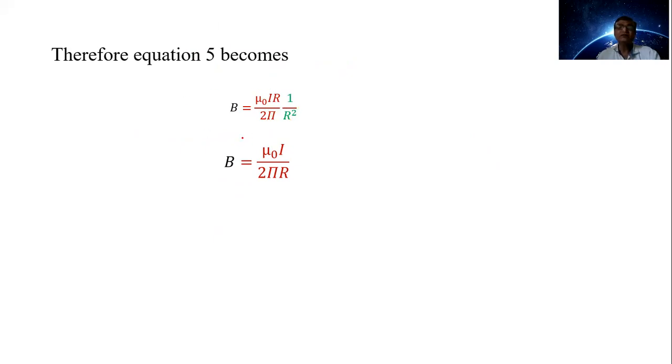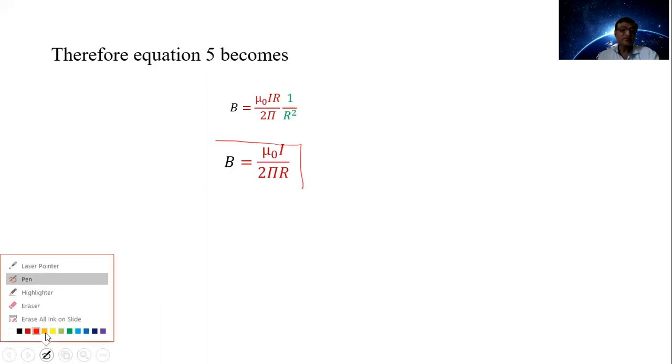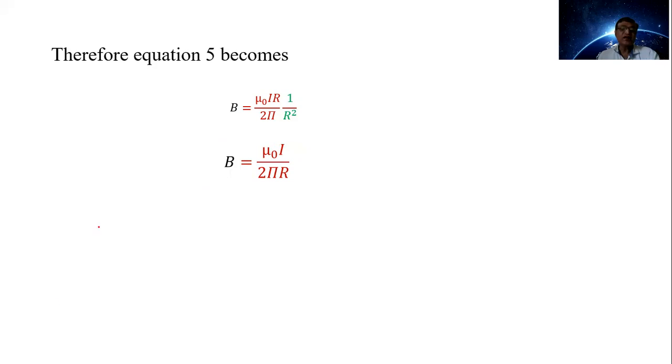And hence finally the magnetic field due to this long straight conductor is given by the relation B is equal to mu 0 I upon 2 pi r. R is the distance of the point from the conductor and I is the current flowing through the conductor or wire.